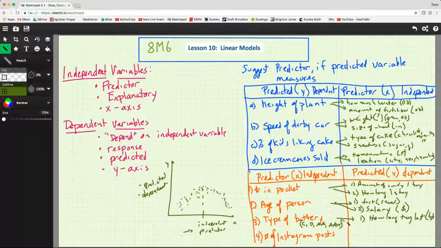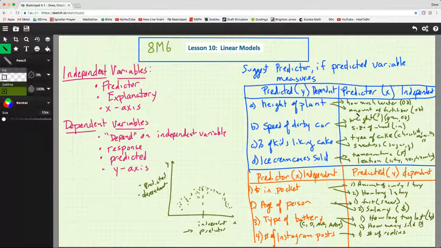The type of battery, let's see, what else? It might predict how much is sold. Certain types certainly sell more than other types, and you might run an experiment: what types of batteries sell more and sell worse? Okay, let's see. Predictor variable, number of Instagram posts. The more posts, it may give you more replies, the number of replies. I don't know. Maybe you can think of some other examples of predicted dependent variables.